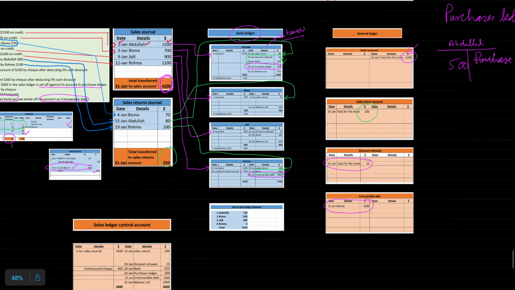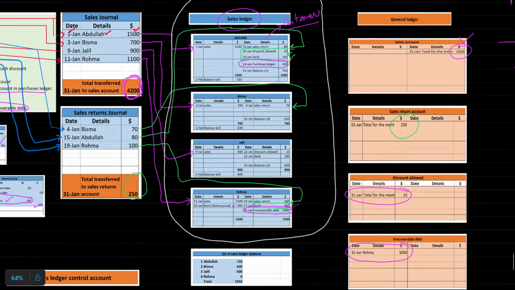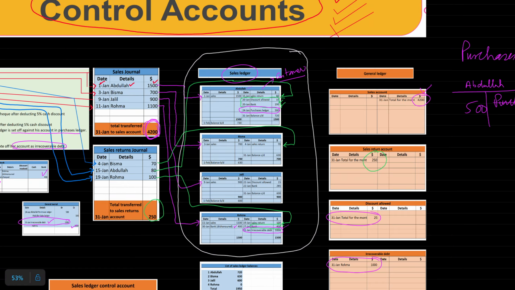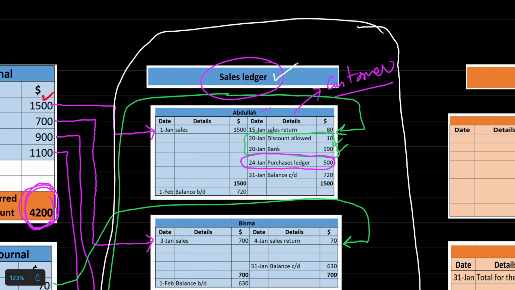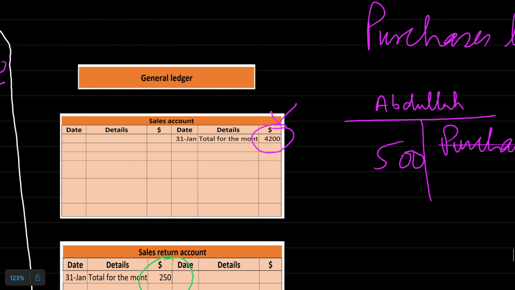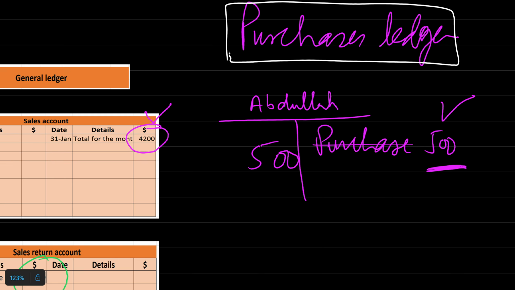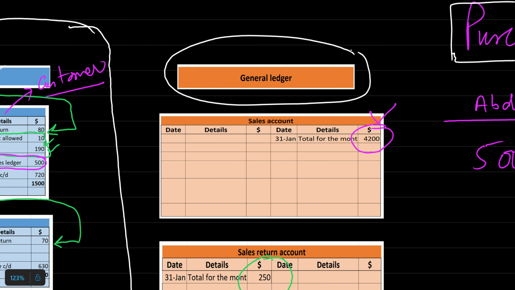Students, these are the T accounts of customers Abdullah, Bisma, Jalil and Rohma. They are the customers. All the customers' T accounts are prepared in a separate book called the sales ledger. Similarly, suppliers' T accounts are prepared in the purchases ledger. All remaining T accounts are prepared in the general ledger.